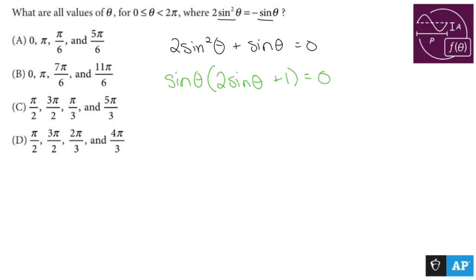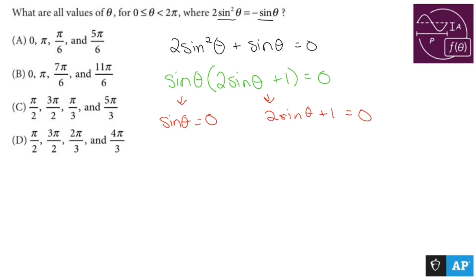So I factored, and I have a factor times a factor equals 0. So you set each one equal to 0. Sine theta equals 0, and 2 sine theta plus 1 equals 0.